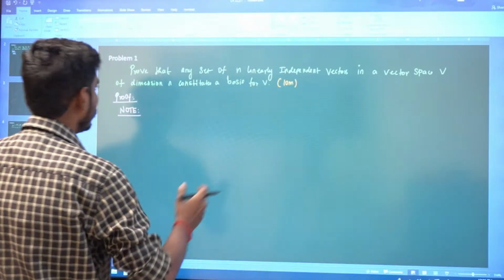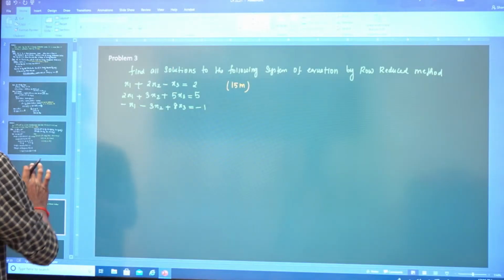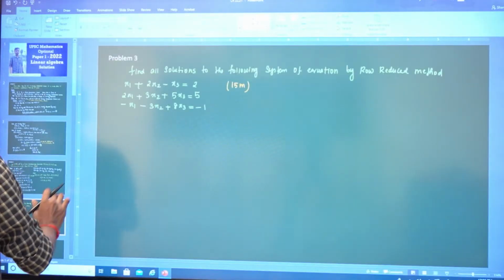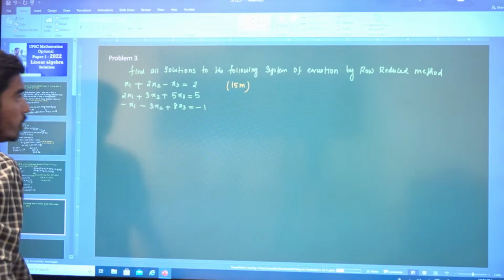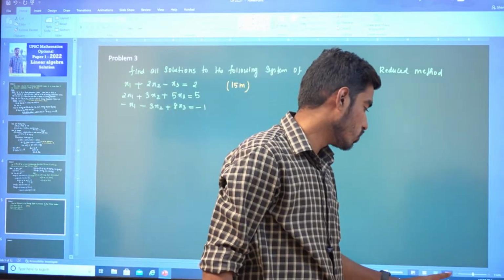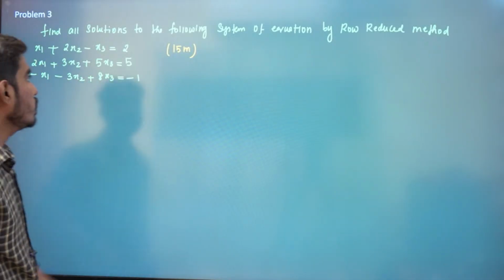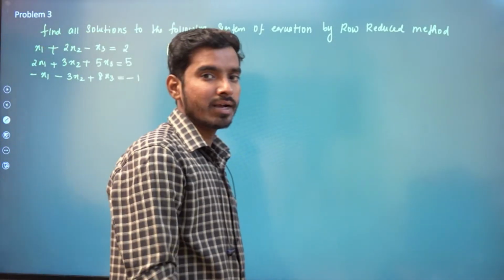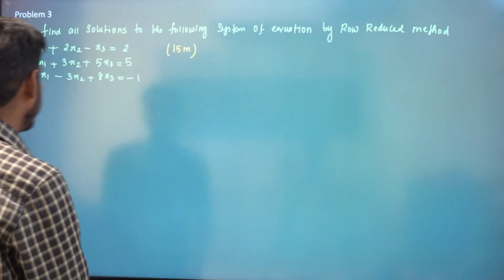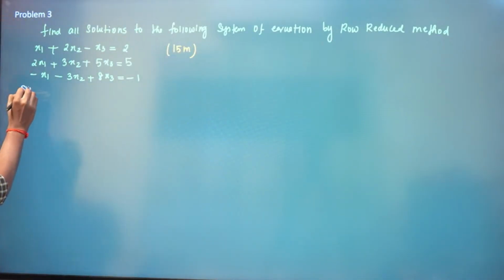This is very simple. You just have to solve a 12th standard level problem. The third question is our 12th standard problem. You have to solve this non-homogeneous system of linear equations by the Gaussian elimination method. We will do this problem now. Very simple. I will do this fast.